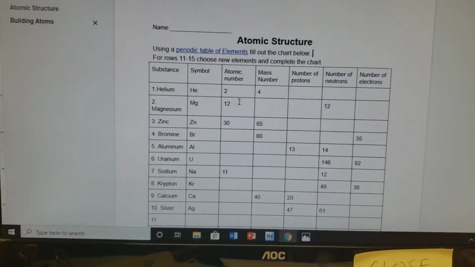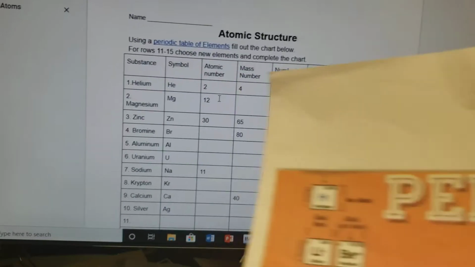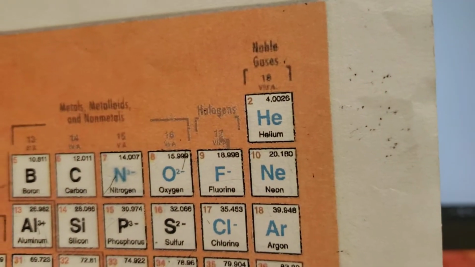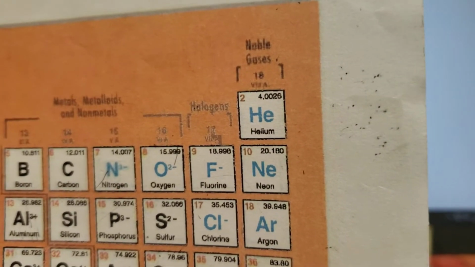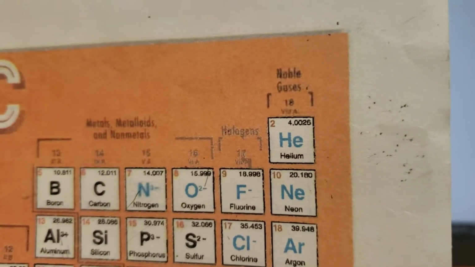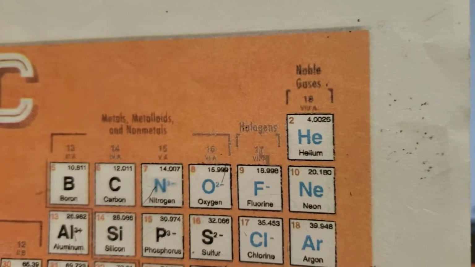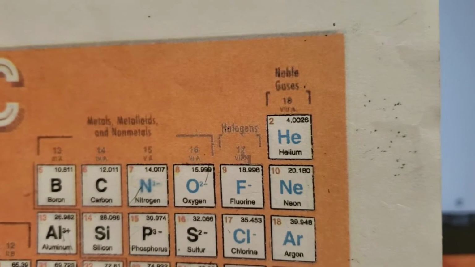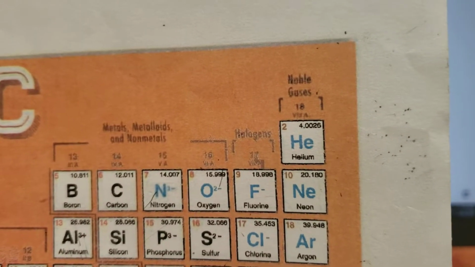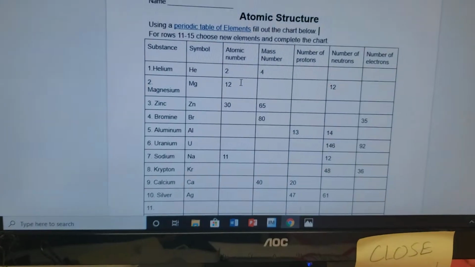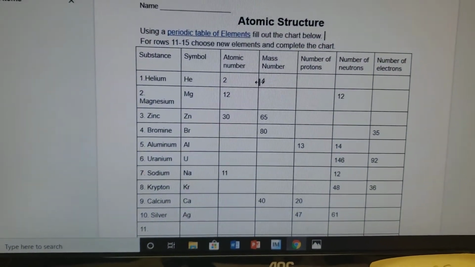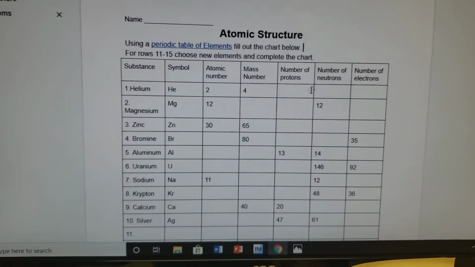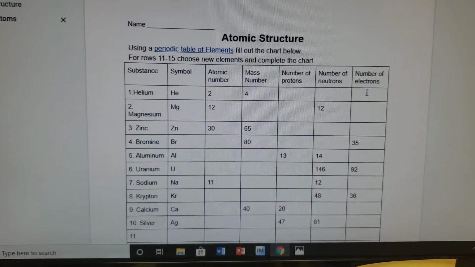We can find helium on the periodic table, go into the top right corner, and we'll notice there's two numbers with the symbol. The symbol is He, we have helium, and then we have the number 2, which is the atomic number, and then the number 4.0026, but we're going to round it to 4, which is the atomic mass. Those two numbers have been filled into this chart for us because we can find them on there. Atomic number 2, atomic mass 4, but how do we find protons, neutrons, and the electrons?